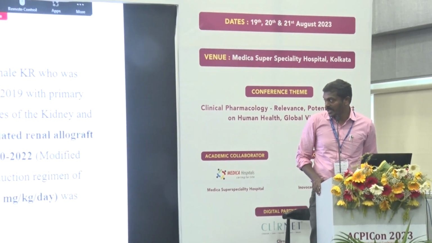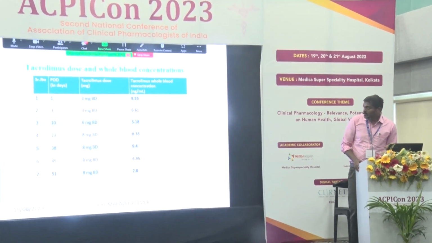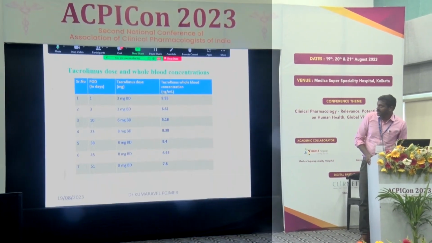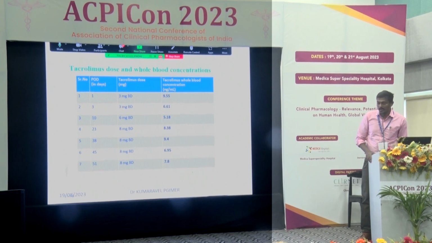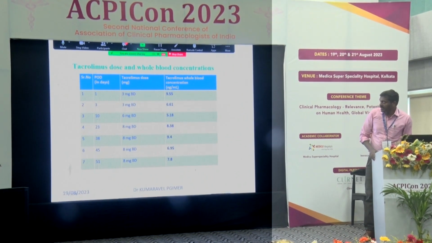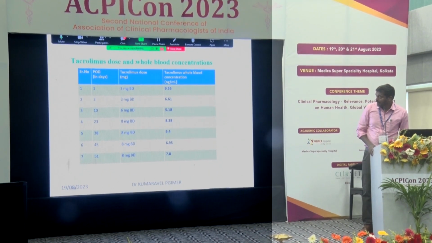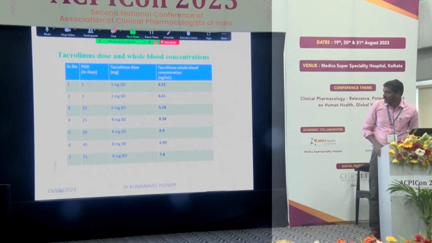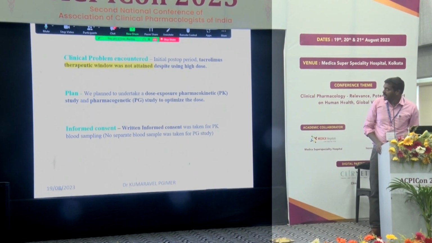She underwent a living related renal transplant, that is an allograft. The donor was the father. The induction regimen we used is ATG 50, and tacrolimus was started at 6 milligram per day. Here you can see the post-operative days, tacrolimus dose and whole blood tacrolimus concentration. Even though we are giving an adequate dose, like 6 milligram BD, we are not achieving the therapeutic range. So the clinical issue is that in the initial post-operative period the tacrolimus therapeutic window was not achieved despite giving a high dose. So we planned a pharmacogenetic and pharmacokinetic analysis.